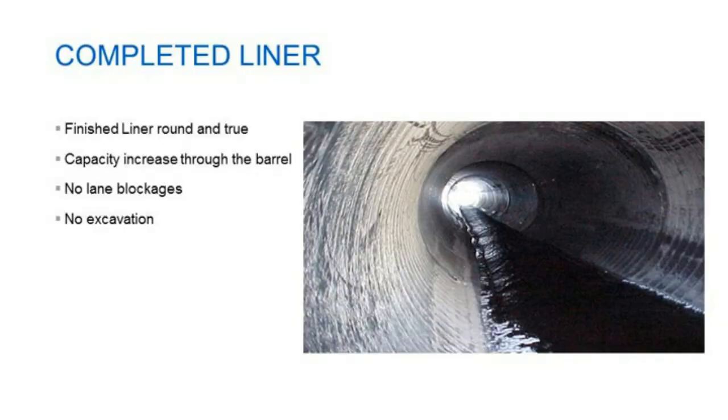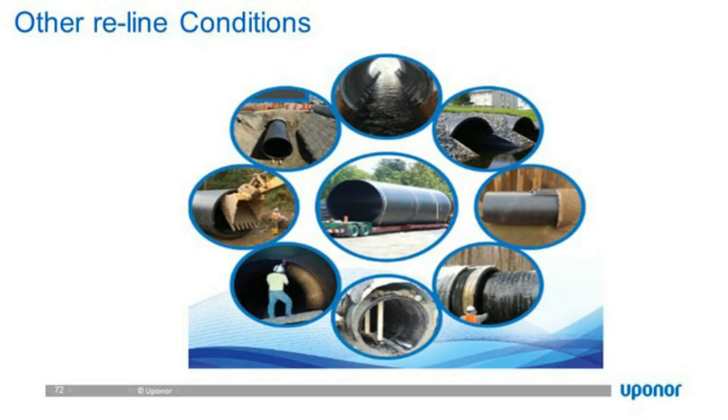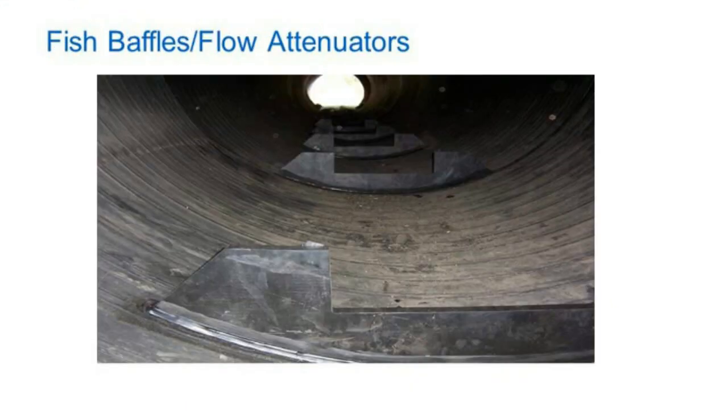Some other reline considerations. When relining, depending on the application or the stream that you may be lining a culvert in, you may need fish baffles or flow attenuators, something to help either silt up that bottom or slow the flow down, maybe a couple of different variables there. If fish baffles or flow attenuators are required, they're generally designed by the hydraulics engineer and fabricated by the manufacturer.